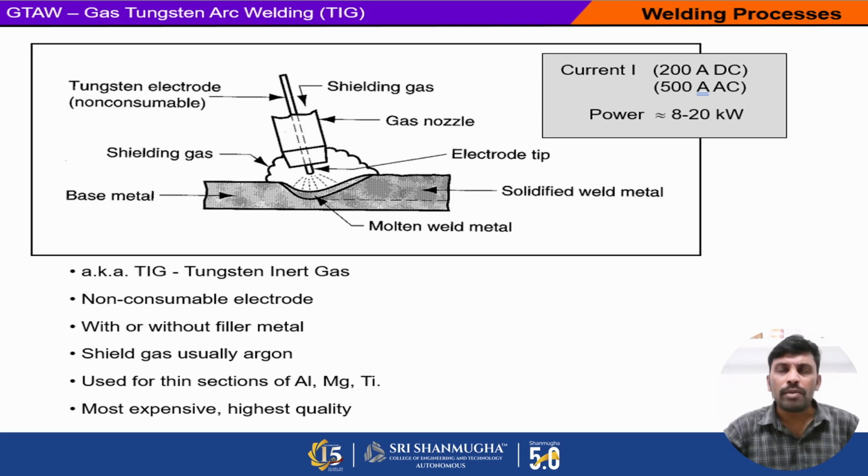It's the most expensive process, and also we can get high quality welding. The current range is 200 amps for DC and 500 amps for AC, and also the power consumption is 8 to 20 kilowatts.